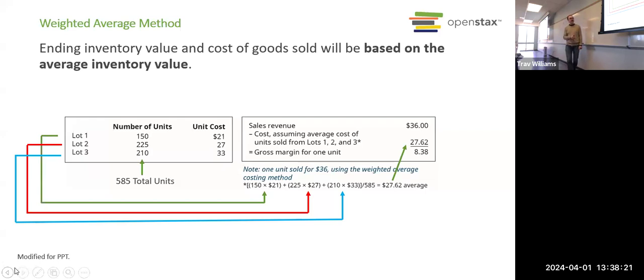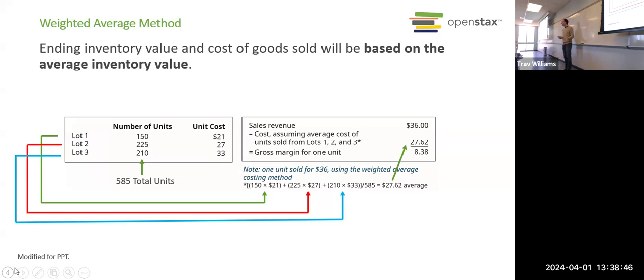And we will be doing that later on. Here's an example of it. You see the multiplication for each of those three lots, and then divided by the total number of units. Now, if you go with the weighted average method, that's always going to be somewhere between FIFO and LIFO, because that's how averages work, right?